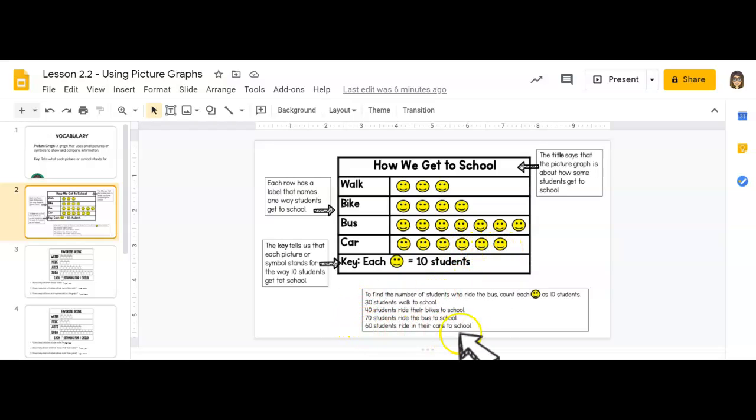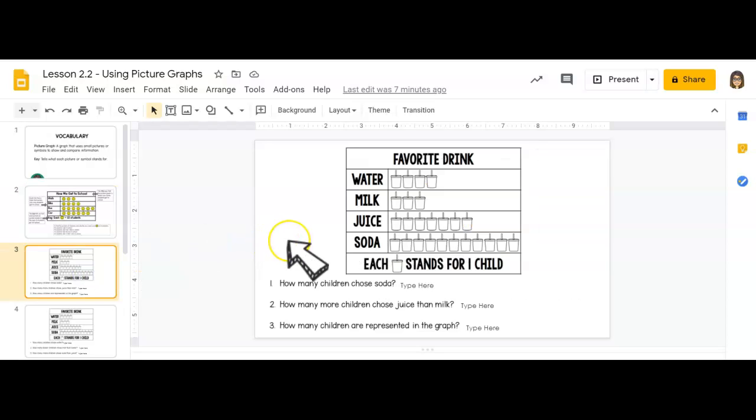Down here is where all of that information is listed for this graph. Today, as we work through the rest of the examples, you are going to be in charge of answering questions about picture graphs. You need to look at the picture graph. Here's your first example. It has a title, it has labels, it has pictures, it has a key. You need to look at the key, read the question, and answer the question using this data in the graph. Let's try this one together.